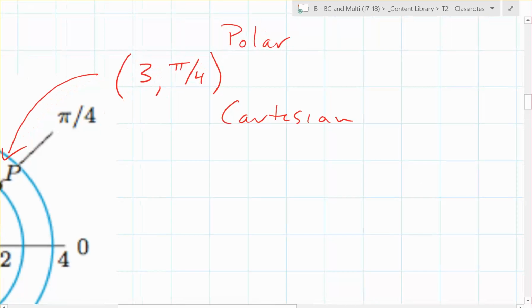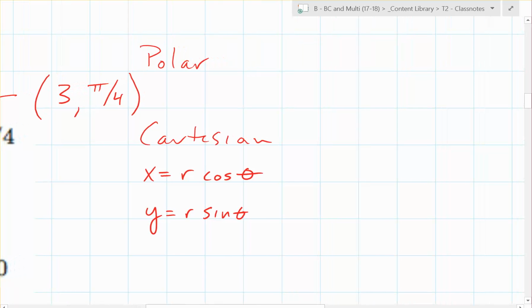Okay, you figured them out before. X was equal to what? R cosine theta. You got to get this right. Careful, careful. Y is equal to R sine theta. Do we have both of those values? Yeah. Therefore, what does x equal?